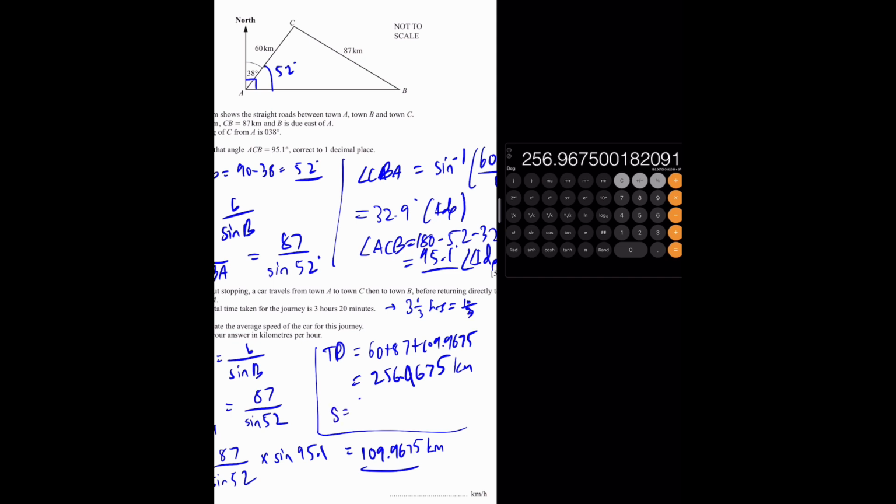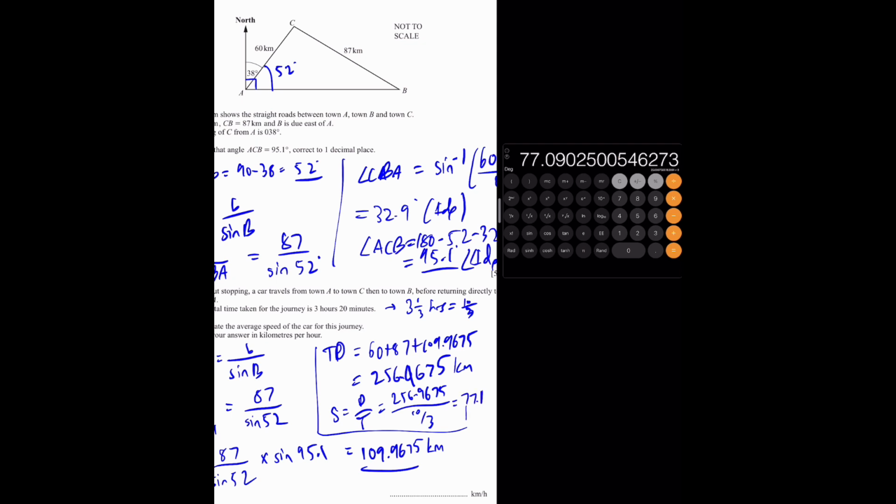Now the speed will be distance by time, which is this value, 256.9675, divided by 10 by 3. So that will be technically divided by 10 and then multiply by 3 after that. So divide by 10, multiply by 3. So we get 77.1 kilometers per hour. That's the answer.